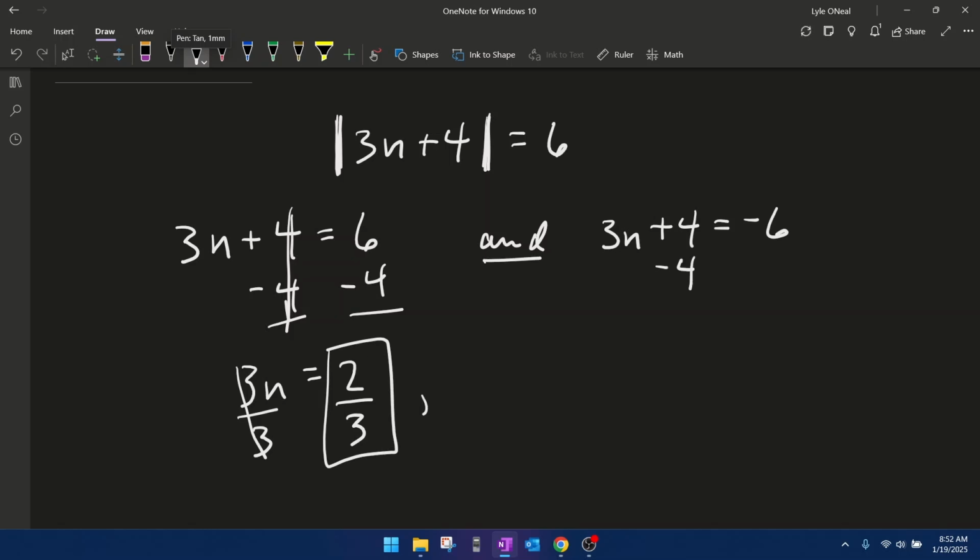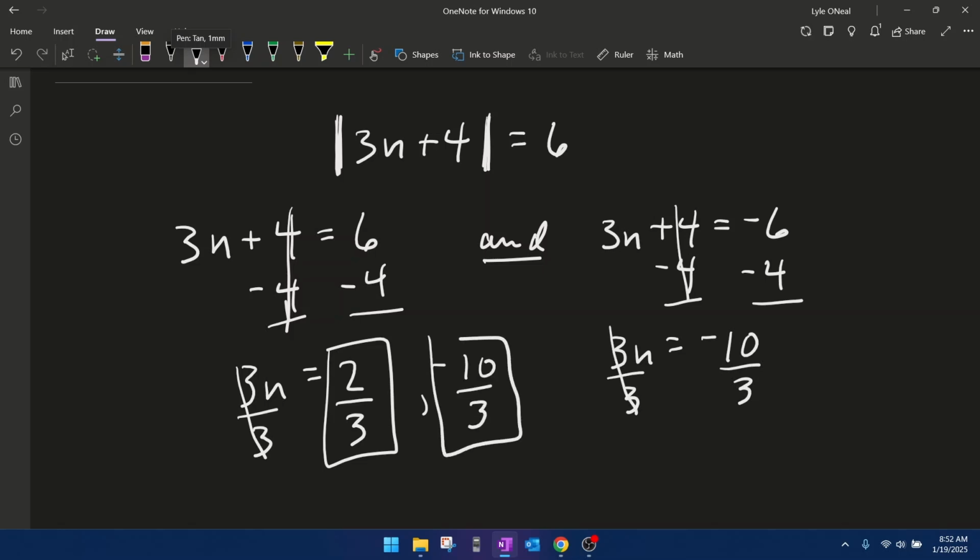And again, if I subtract 4 from both sides, giving me 3n equals now -6 and -4 combine to make -10. Dividing by the coefficient gives me -10/3. And that should be our solutions.